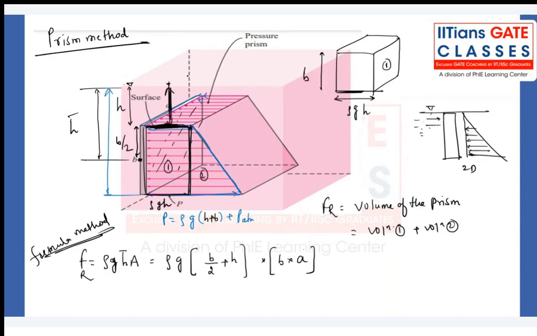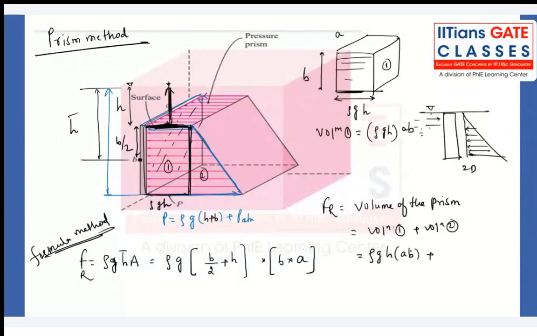That is the pressure value acting, rho g H. And what is this one? B is there, and what is the width? Width will be A. Then what is the volume of prism one? What is the volume of prism one, guys? Rho g H into AB. Getting my point? So I'm writing rho g H into AB.